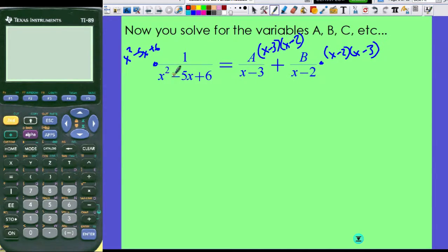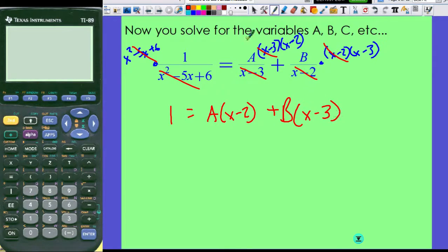All right, what cancels out? Well, on the left side, these two cancel. I'm left with 1. For the first term, the x minus 3's cancel, so I'm left with a times x minus 2. And on the right term, the x minus 2's cancel, so plus b times x minus 3. Now I want to solve.